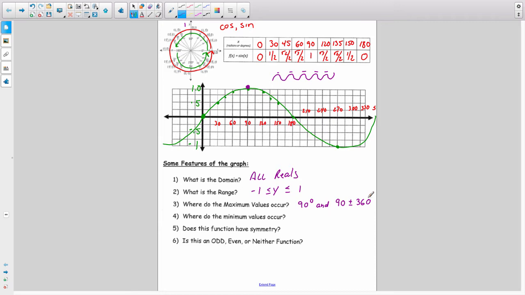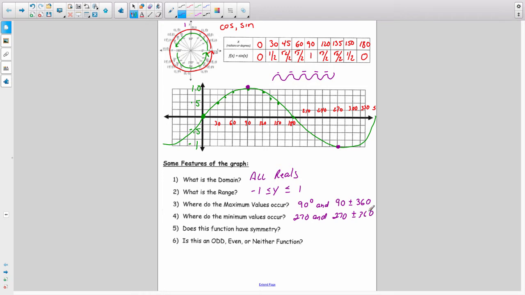Same thing for the minimums. The minimums happen down here, wouldn't you agree, at 270? That's where we hit the low point, negative 1. So 270 and 270 plus or minus 360.